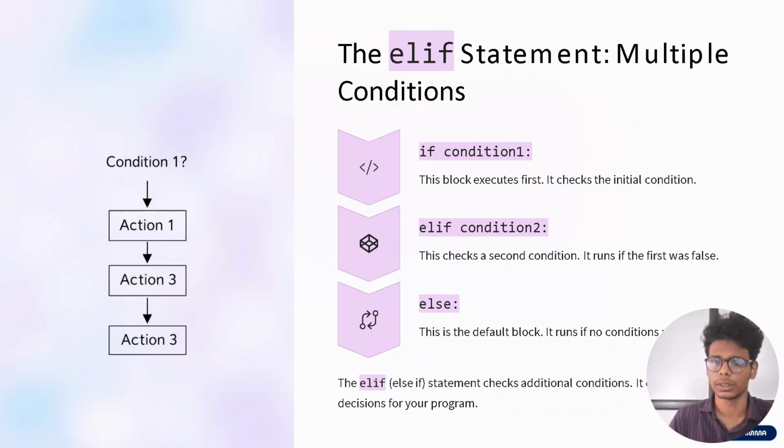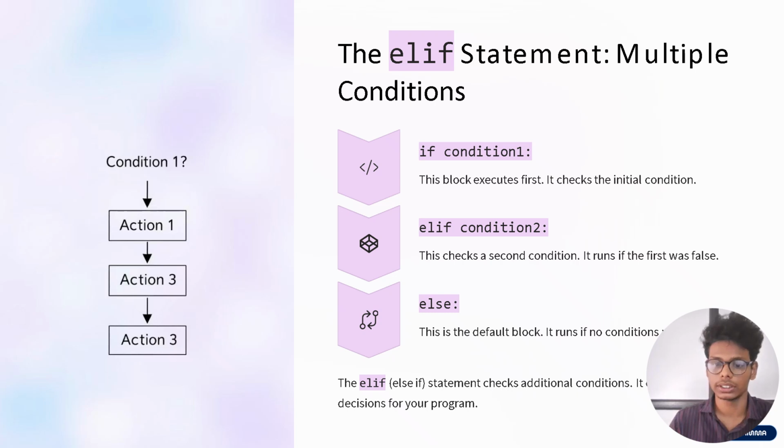The elif statement, multiple conditions. The structure includes if condition 1, elif condition 2, and an else condition block. The if block is executed first, as it checks the initial condition. The elif condition 2 checks a second condition, and it runs if the first one was false. Otherwise, if the if condition is true, the elif condition won't run and the else condition is not even checked.